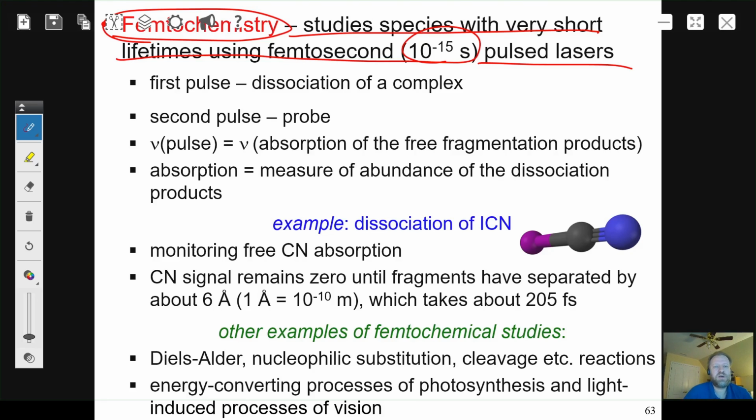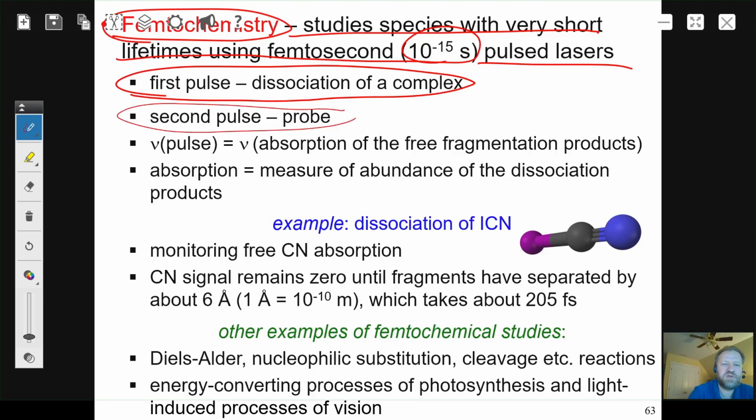Now, this is a typical double pulse technique, a pump-probe technique, where the first laser pulse leads to the dissociation of a complex, while the second pulse that follows is basically a probe. So you're using some sort of spectrophotometric method to determine what is actually happening after that first pulse that initiates some chemical reaction.